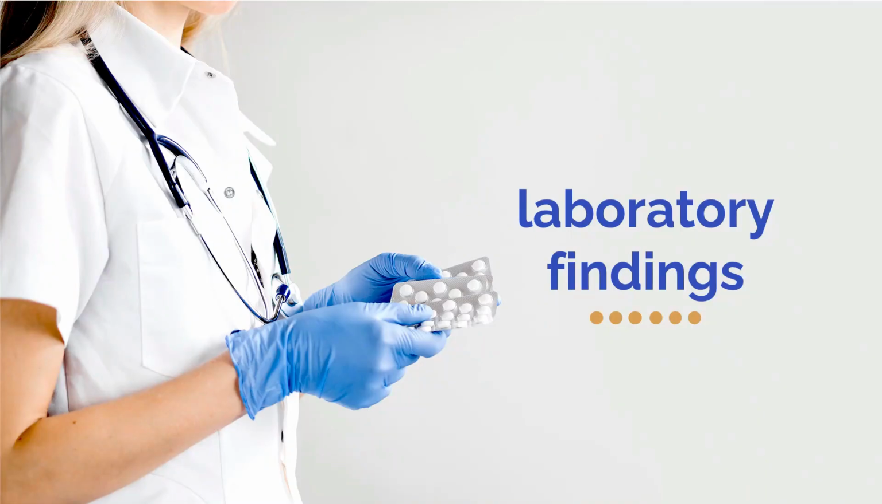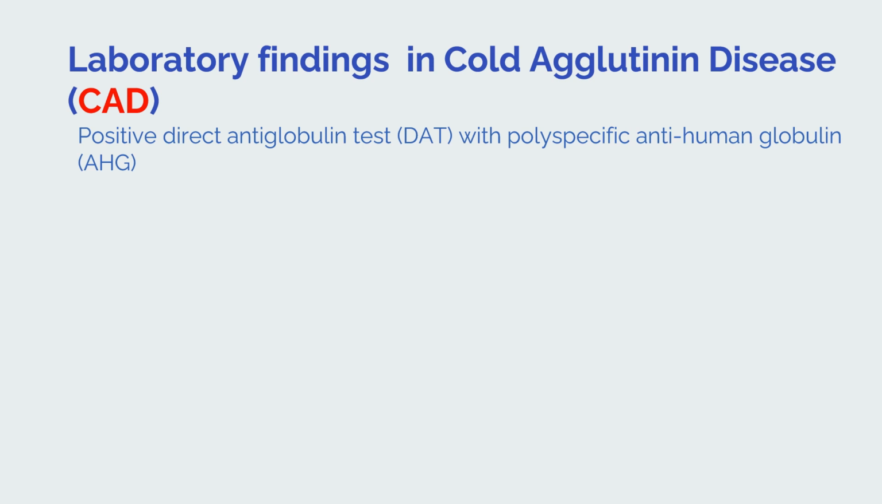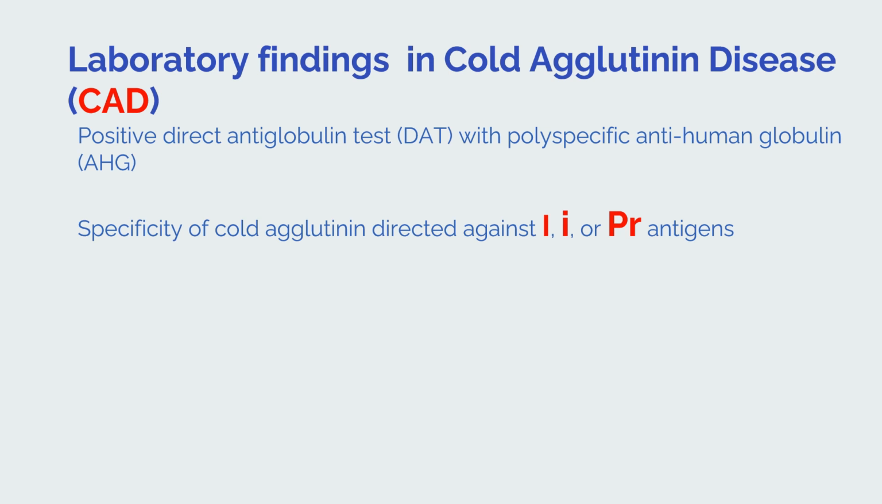Diagnosis of CAD involves laboratory tests and careful interpretation of results. The direct antiglobulin test, DAT, is positive with polyspecific antihuman globulin, AHG, due to the presence of C3d on the RBC surface. The specificity of the cold agglutinin is most often directed against the I antigen but can also be against the i or, rarely, the Pr antigen.